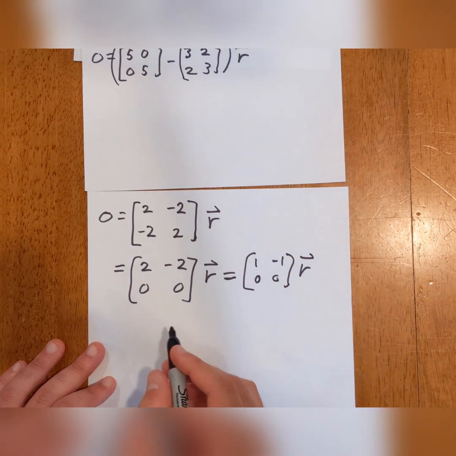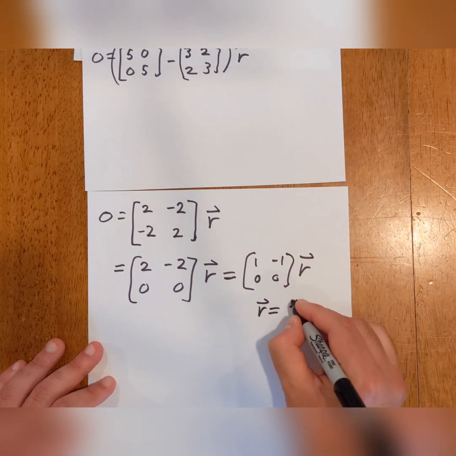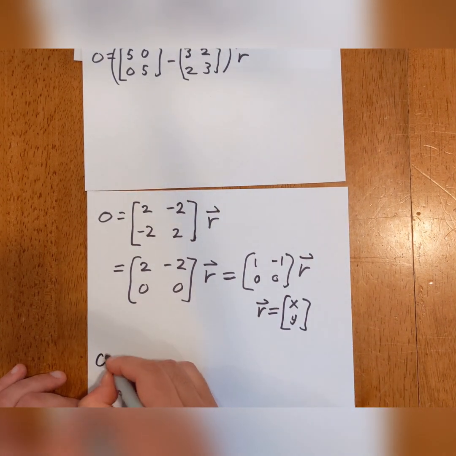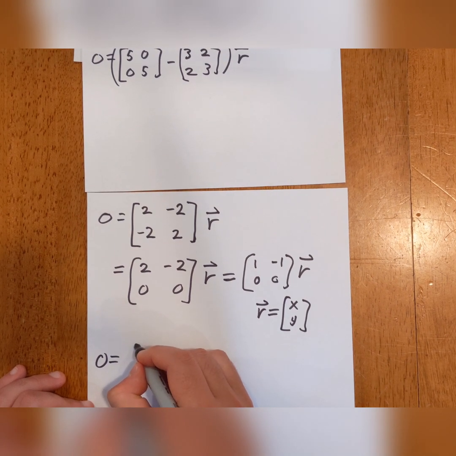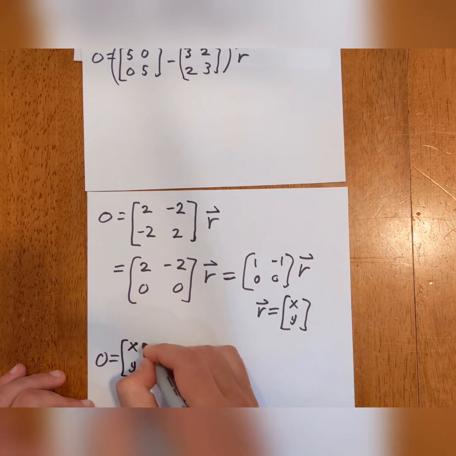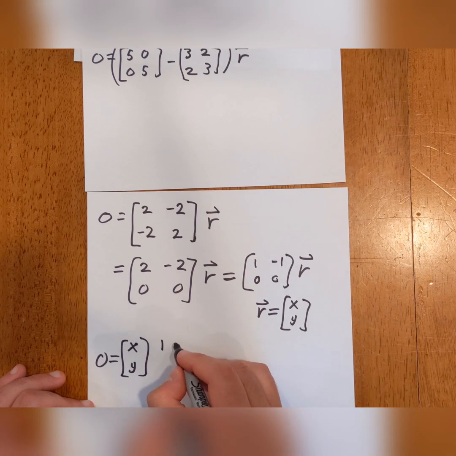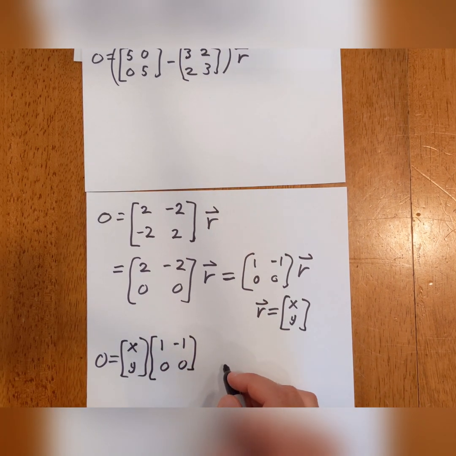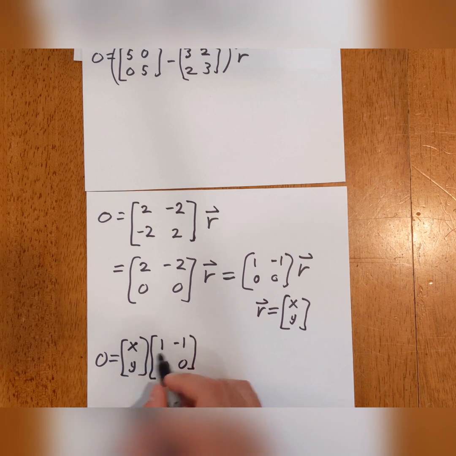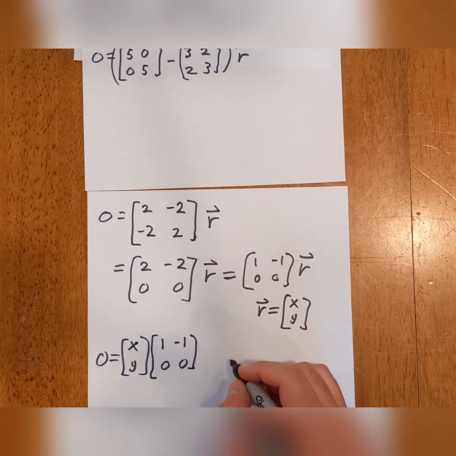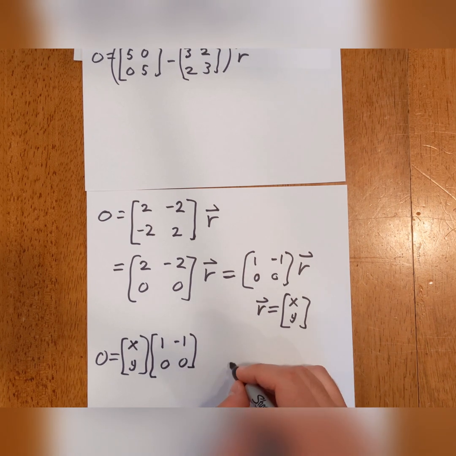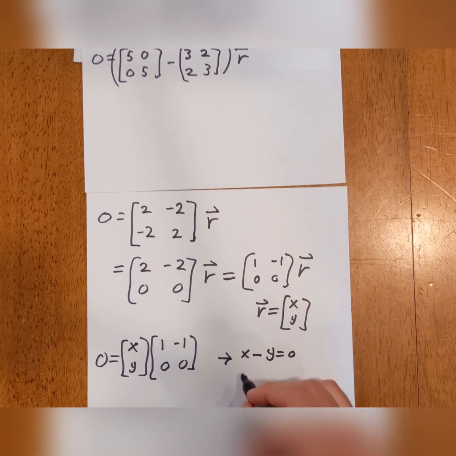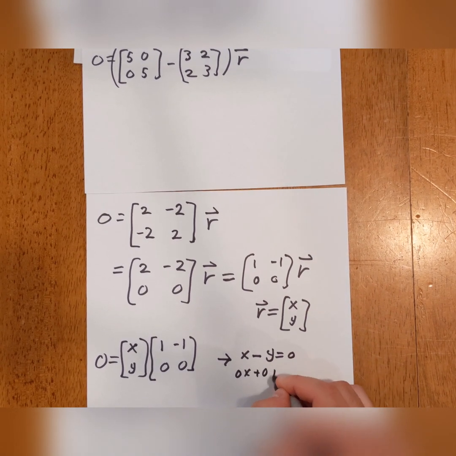Now, just like before, we know that our column vector r is equal to x, y, and we can simply plug that in. 0 is equal to x, y, multiplied by the matrix 1, negative 1, 0, 0. And again, just like before, we multiply these two matrices together to get two equations: x minus y equals 0 and 0x plus 0y equals 0.